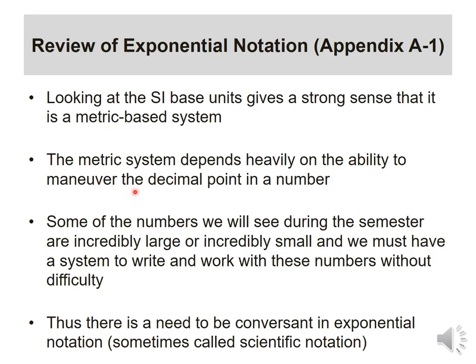It depends a whole lot on us being able to maneuver the decimal point in a number, move it back and forth. Powers of 10 is what it's all about. As you look at some of the numbers we'll see during the semester, we talk about Avogadro's number. Avogadro's number is 6.023, followed by like 20 zeros after that 3. That's a lot, and you don't want to keep writing it that way, so we have to get some sense of how we can work with those numbers.